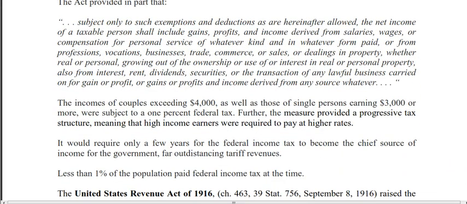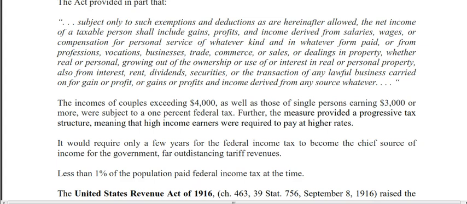The Act provided in part that, subject only to such exemptions and deductions as are hereinafter allowed, the net income of a taxable person shall include gains, profits, and income derived from salaries, wages, or compensation for personal service of whatever kind and in whatever form paid, or from professions, vocations, businesses, trade, commerce, or sales, or dealings in property, whether real or personal, growing out of the ownership or use of or interest in real or personal property, also from interest, rent, dividends, securities, or the transaction of any lawful business carried on for gain or profit, or gains or profit and income derived from any sources whatsoever.